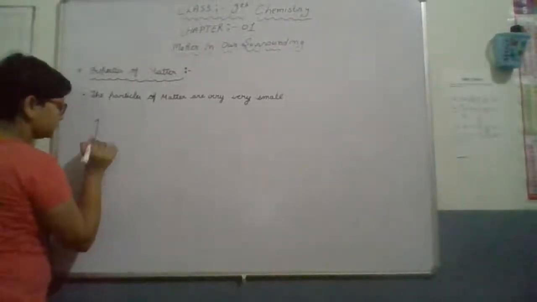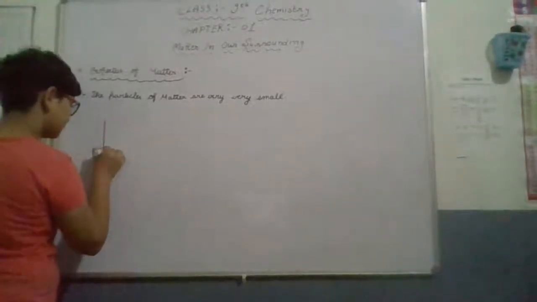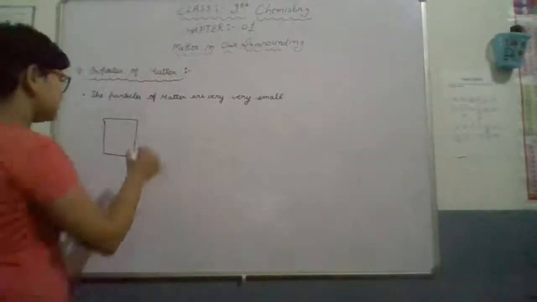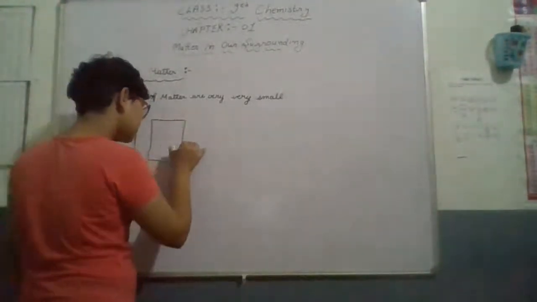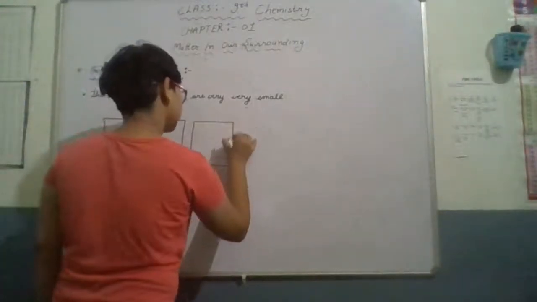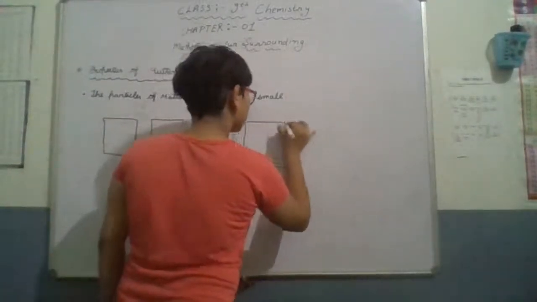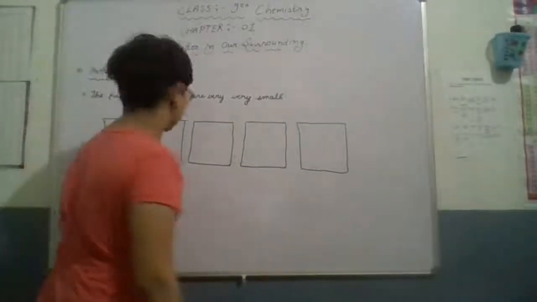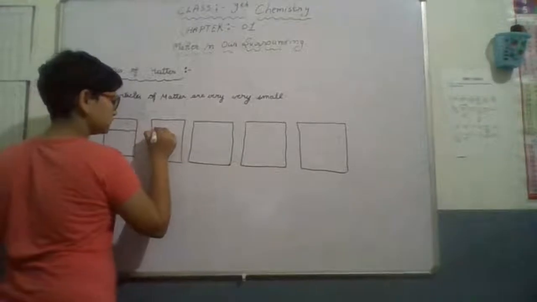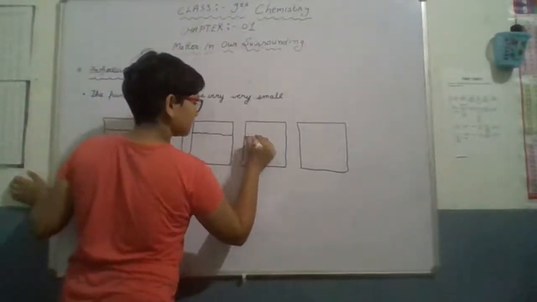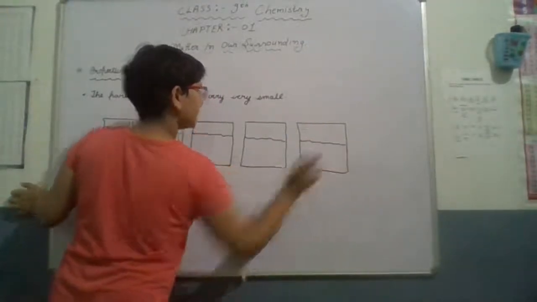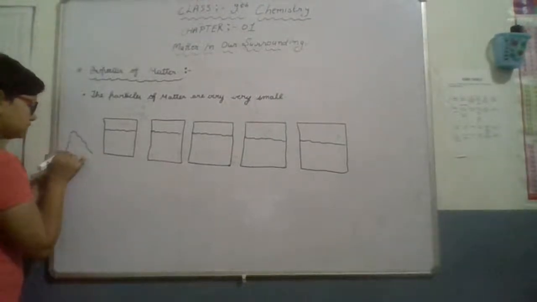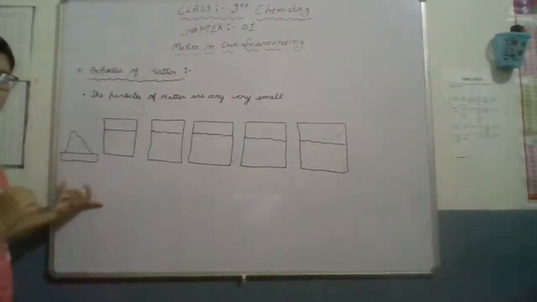Let us take an example. Let us do an activity. Take 5 glasses. I have drawn here 5 glasses. Fill these containers with water. Now take potassium permanganate crystals.